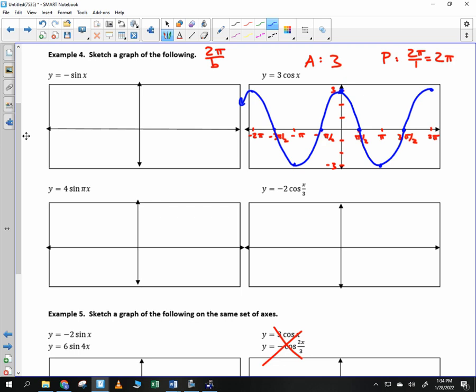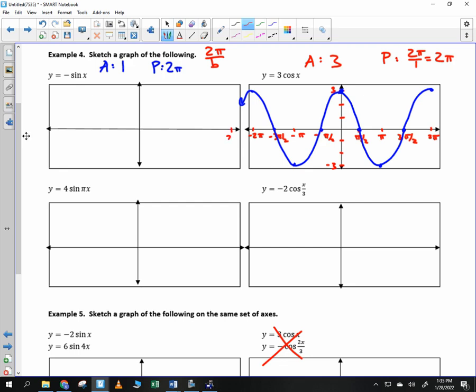What's different about the first graph? Okay, it is negative, and that's going to affect the graph. The amplitude is simply 1. Please never write a positive number or a negative number. The amplitude is always positive. What's the period? 2 pi, just like we had on the previous one.